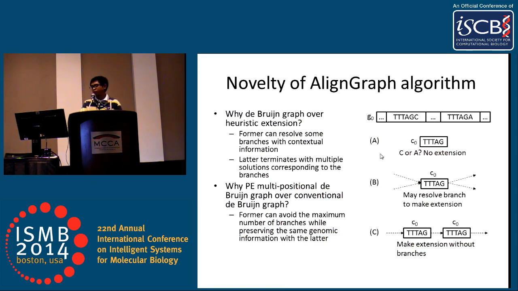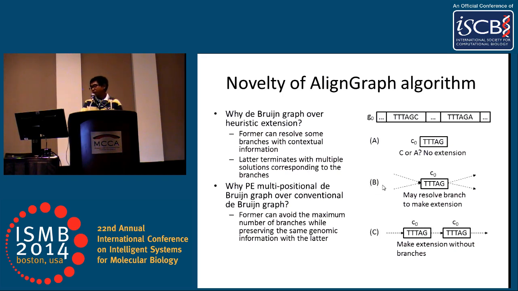Let's see, for the first question, let's see figure A. In figure A, we have a pre-assembled contig C0. We want to make extensions, and C0 corresponds to 2 repetitive regions in the genome, and we can extend it with either C or A. So there is ambiguity, and we cannot make extension because we don't have enough information to resolve the ambiguity. And this ambiguity is actually frequent because the reads are short and genomes are usually repeat-rich.